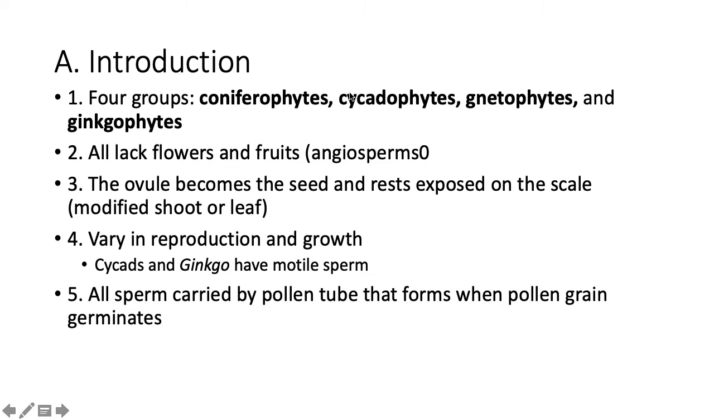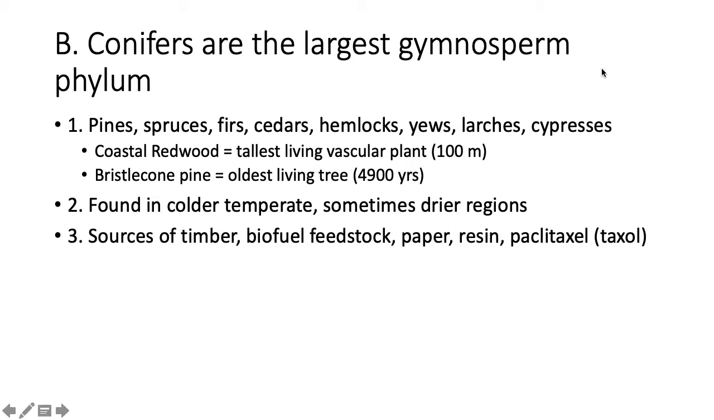So of the four groups, you are probably more familiar with the conifers because you just see more of them. And there's actually, of the four, the greatest number of species. I think there's over 700 species of conifers, or pretty close to it. But your conifers include pines, spruces, firs, cedars, hemlocks, yews, larches, cypresses.